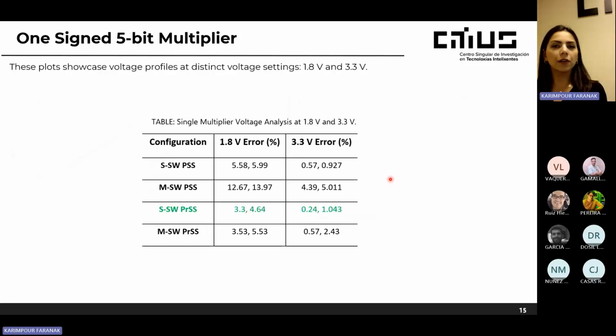By comparing different structures in both diagrams, we found that the single switch structure has a value closer to the ideal maximum value, emphasizing its superior performance and minimal error.